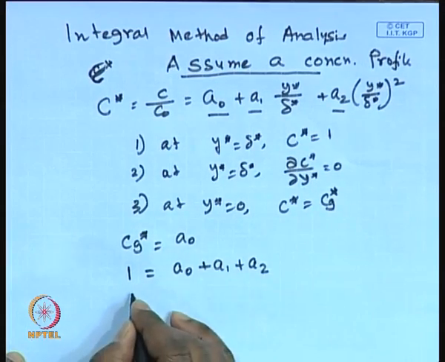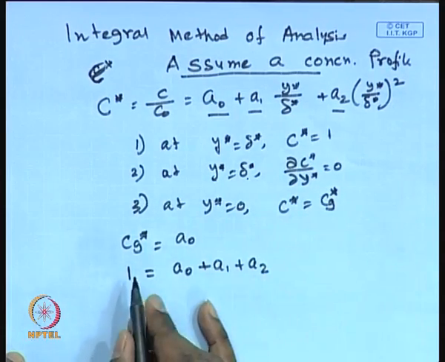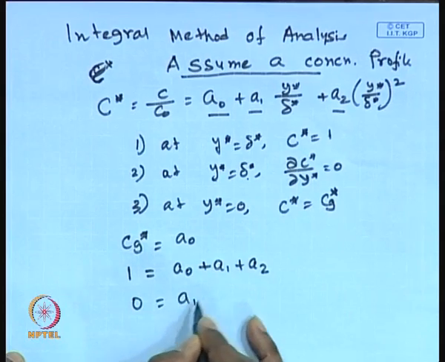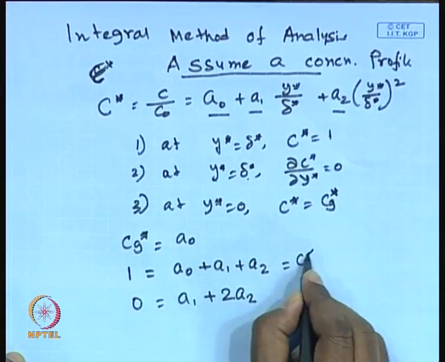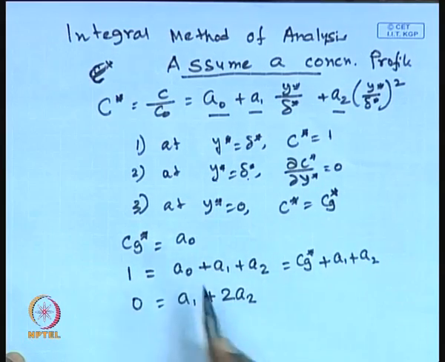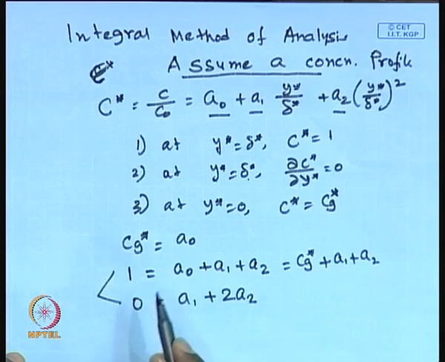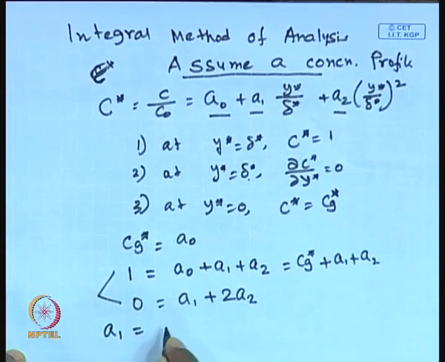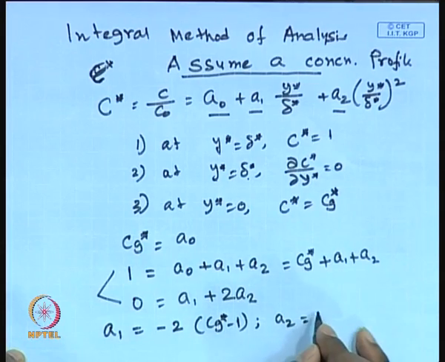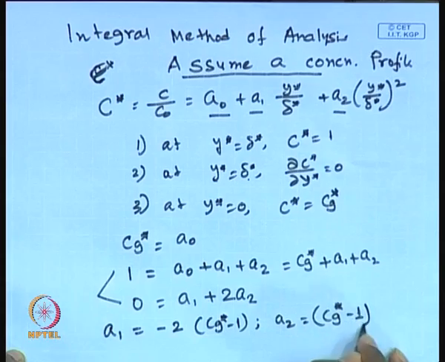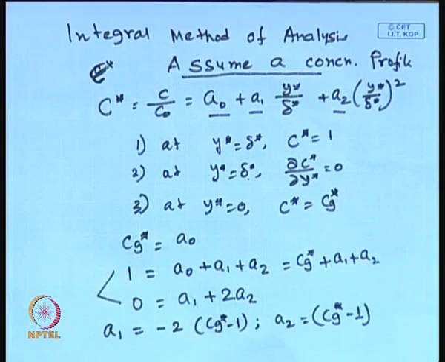If you use the other boundary condition, y star equal to delta star, del c star del y star equal to 0, you will get 0 equal to a1 plus 2 a2. A0 is known, so this becomes 1 equal to Cg star plus a1 plus a2. Now, you have two equations and two unknowns, a1 and a2, and if you work it out, a1 turns out to be minus 2 times (Cg star minus 1) and a2 turns out to be Cg star minus 1. So, now you are probably in a position to write down the concentration profile to its full extent. Let us write down the concentration profile within the boundary layer.